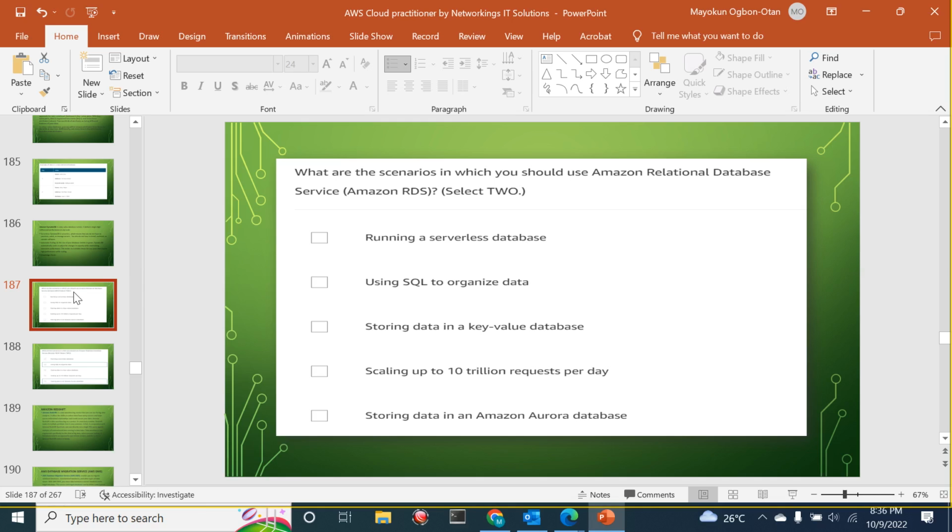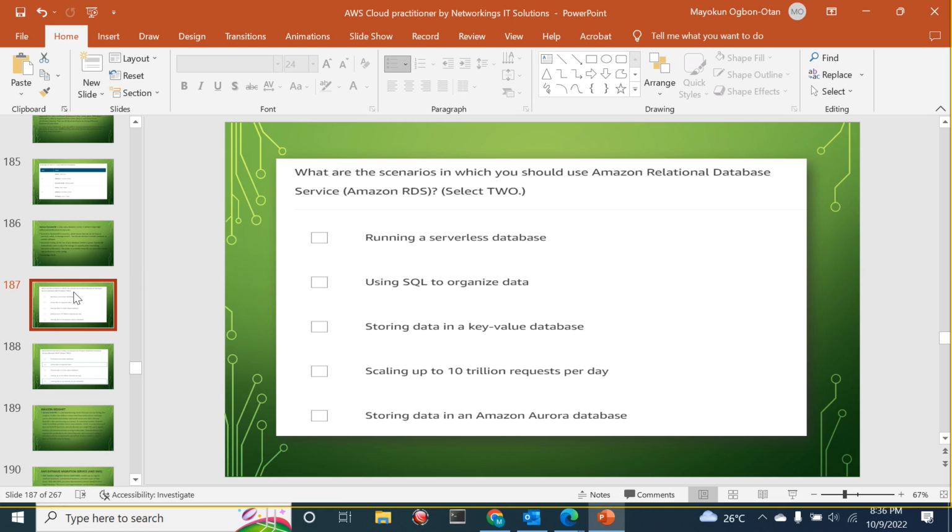All right. So, the first question here says, what are the scenarios in which you should use Amazon Relational Database Service? Pick two. Options are using SQL to organize data, and storing data in a key value database. No, I will not pick storing data in a key value database. Why will you not pick that? Because that is a non-relational database.